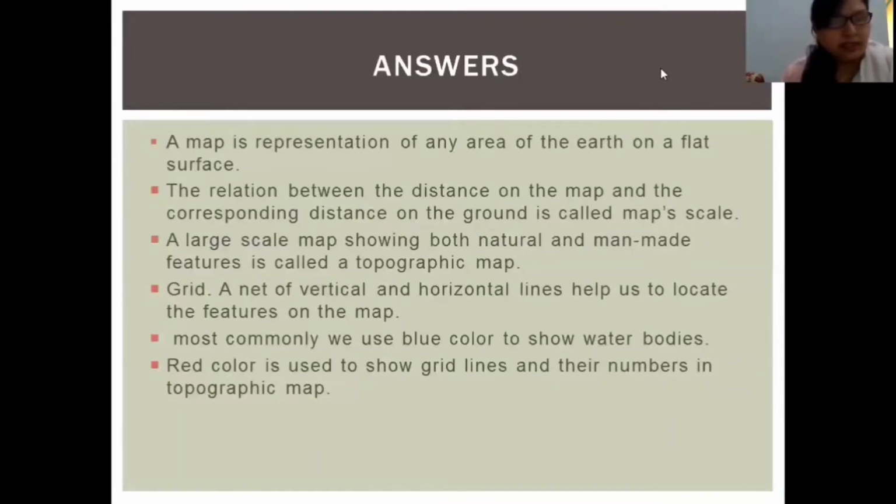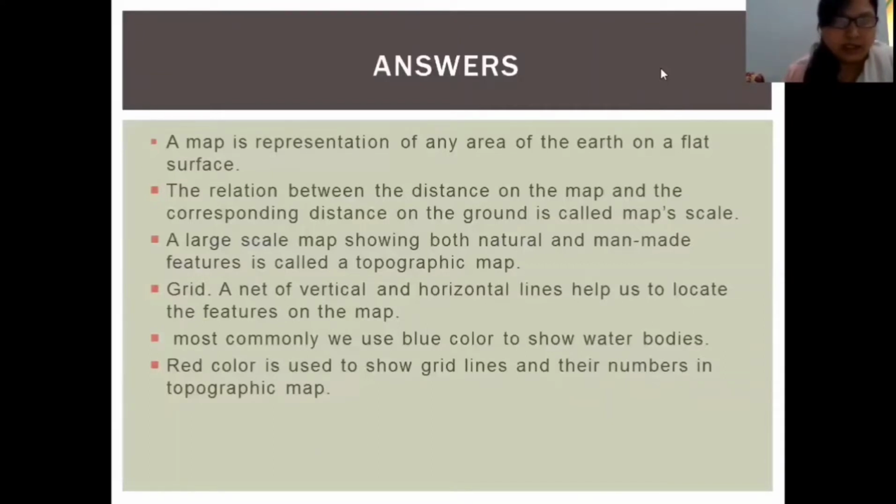Next question is, which color is commonly used to show water bodies in maps? So answer is, we usually use blue color. So most commonly we use blue color to show water bodies.